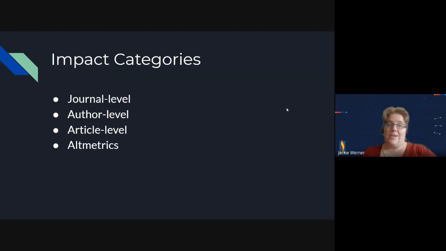So, there are four major impact categories that I'm going to be covering today. First one is journal level impact, aka how much do articles published in this journal have an impact? Author level impact, on average, how much impact does this author's works have? Article level impact, how much impact has this specific article had? And Altmetrics, which is a new and different way of measuring impact that covers all three of these.